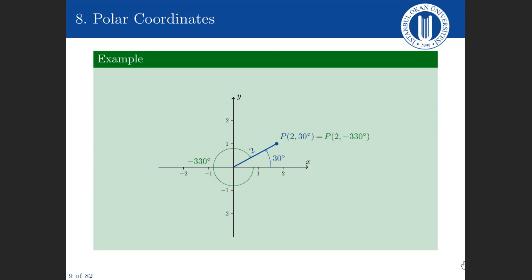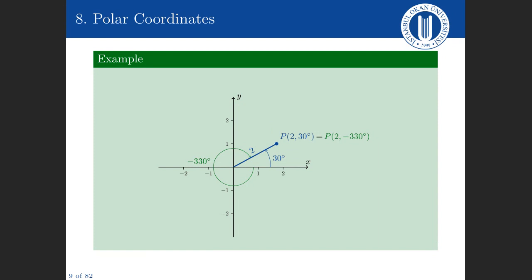For example, this is the point where the distance between the point and the origin is 2, and this angle is 30 degrees. So the polar coordinates of this are (2, 30°). But you will notice that there is a different way to measure this angle.